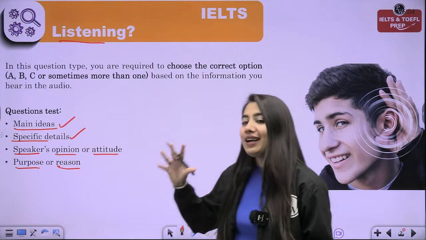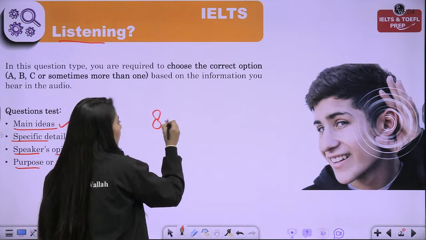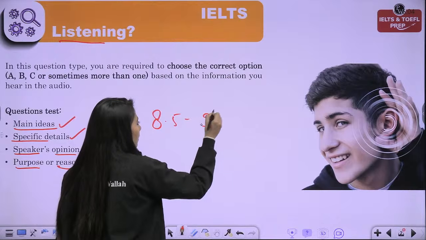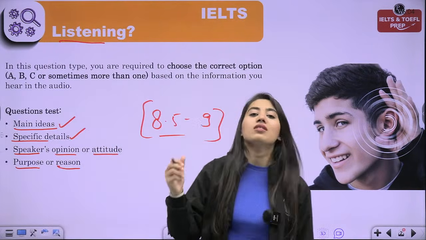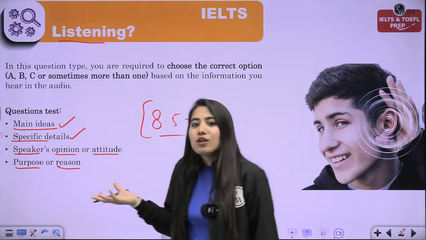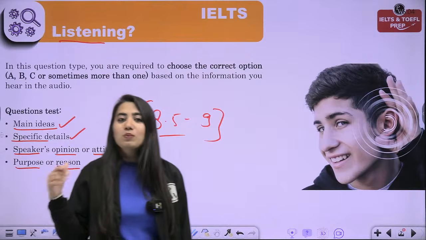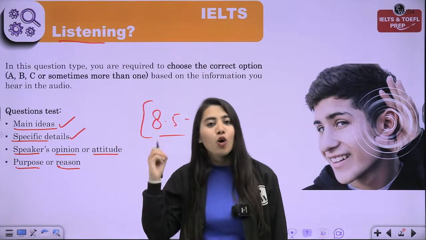We can actually score and target 8.5 to 9 bands over here. That's how scoring it is. Trust me, guys, my students are actually able to get this many bands. How? Because they know that this is quite scoring. With practice, you can definitely achieve this level. It's all about understanding the context really well.